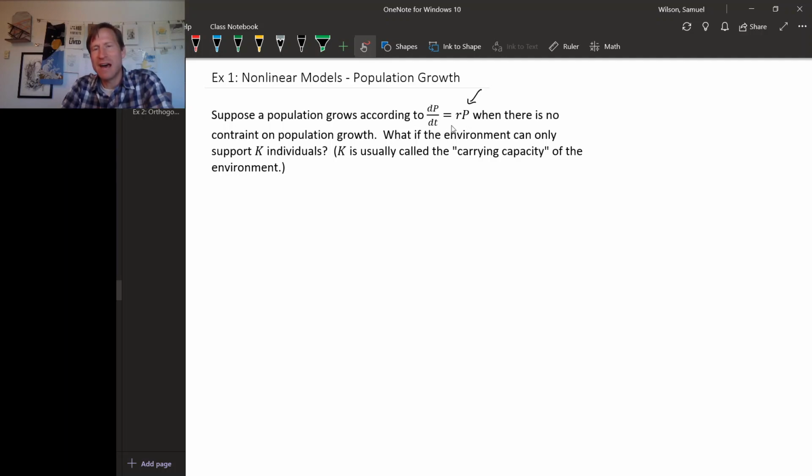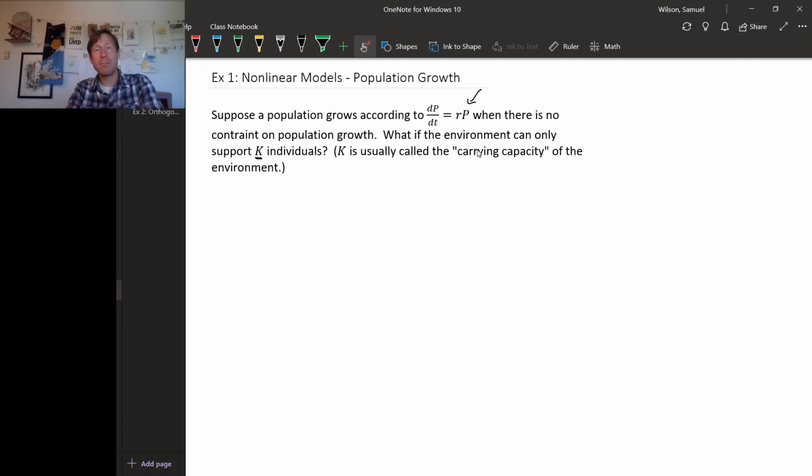So let's suppose we have a population that would grow like that if there were no constraints on its growth, but there's actually some sort of maximum population that the environment can support, capital K. This quantity is usually called the carrying capacity of the environment. So to incorporate this maximum population into our model, we're going to have to modify this differential equation.